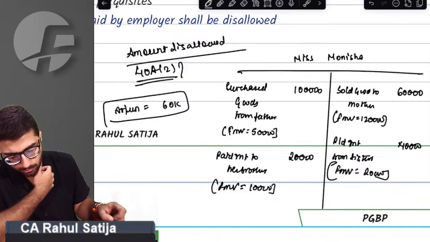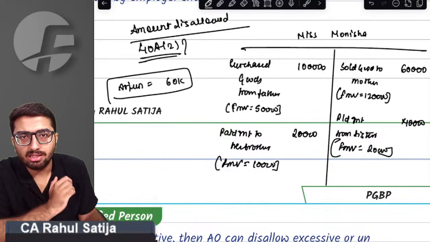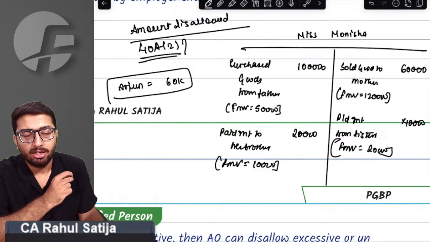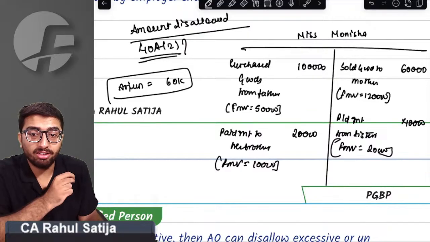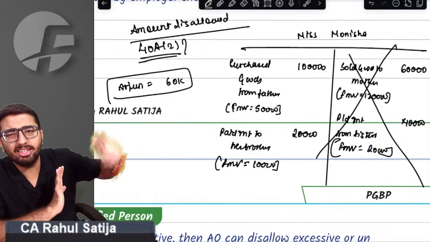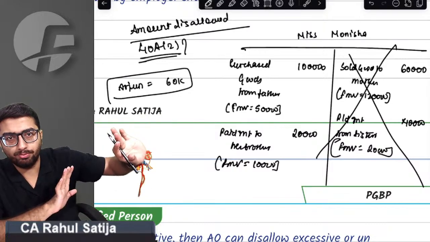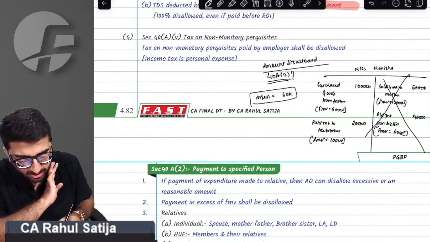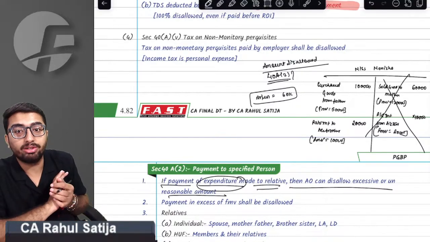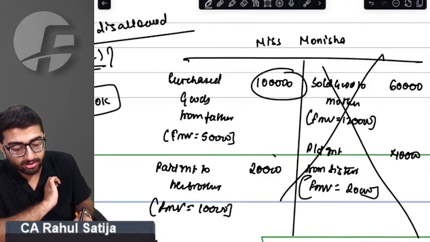Okay. Sir, the most important thing while referring to section 48 is that we only have to look at the payment portion. Never ever do we have to look at the receipt portion. It is irrelevant. Whenever we are charging anything lesser, it is not relevant for 48. Section 48 explicitly says if payment of expenditure is made to a relative, then the AO can disallow the excessive amount over the reasonable amount. Whatever payment you are making to relatives, only the payment portion is relevant.